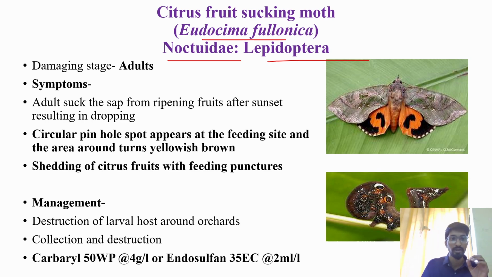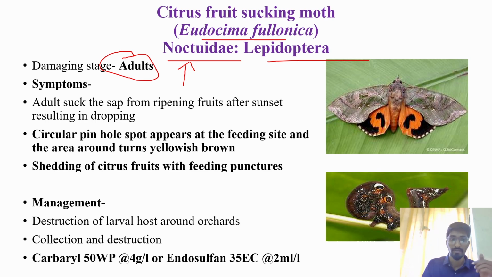The damaging stage of this fruit sucking moth is the adult, where these adults suck the sap from the ripening fruits after sunset, resulting in the dropping of the fruit. As I said, it belongs to family Noctuidae. These pests suck the sap from the ripening fruits after the sunset, resulting in the dropping of the fruit.